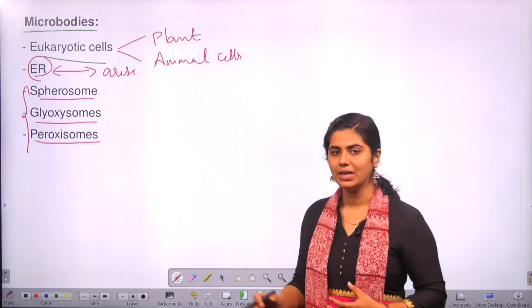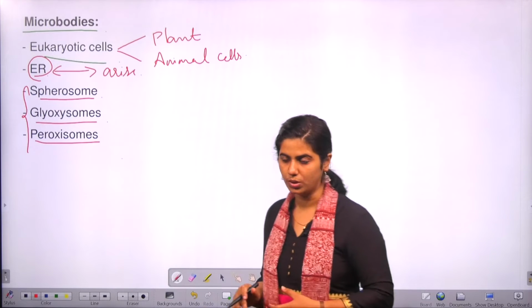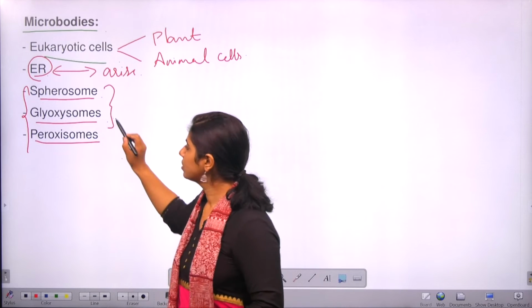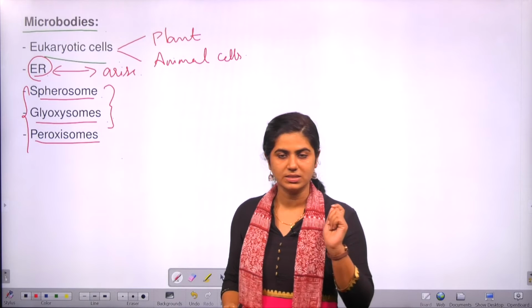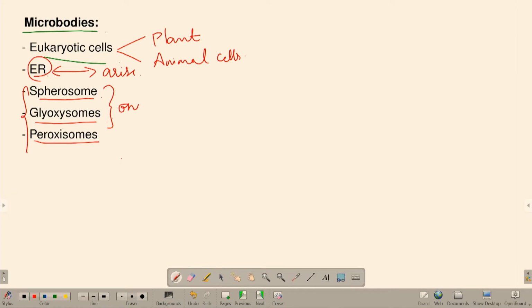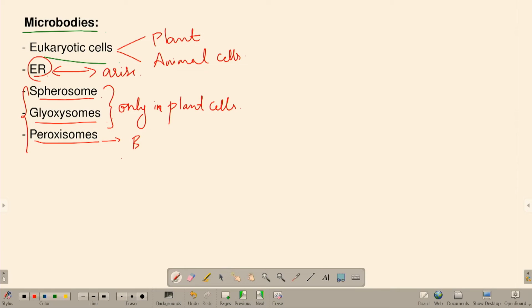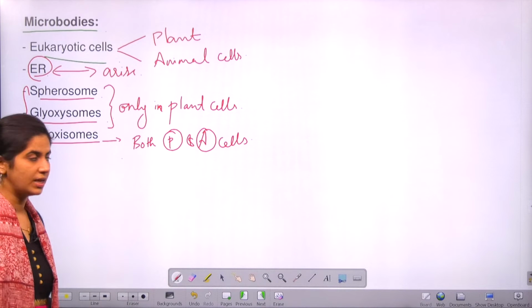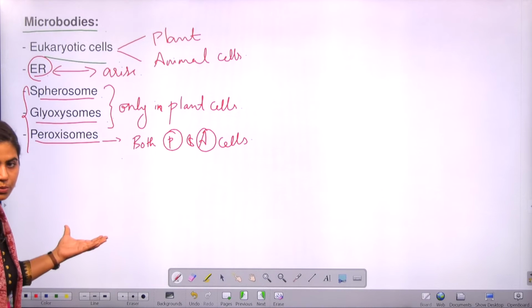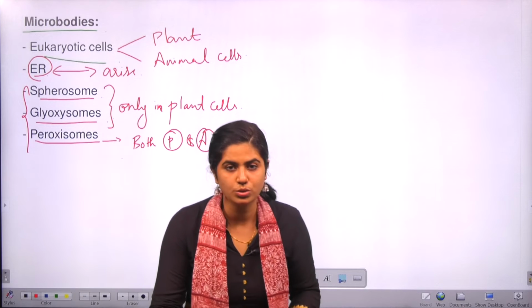Now if we speak separately about spherosomes, glyoxysomes and peroxisomes, spherosomes and glyoxysomes are present only in plant cells. But peroxisomes are present in both plant and animal cells.